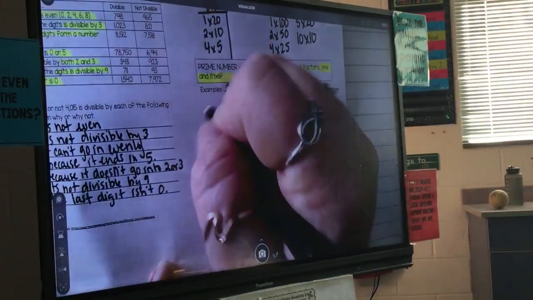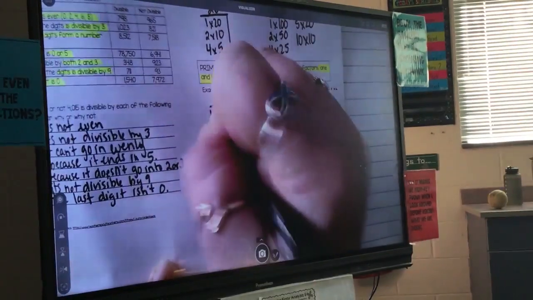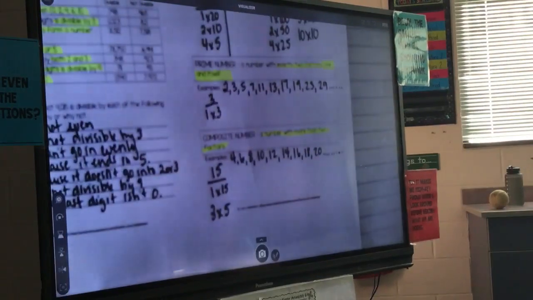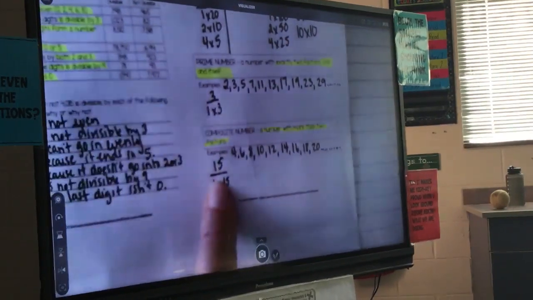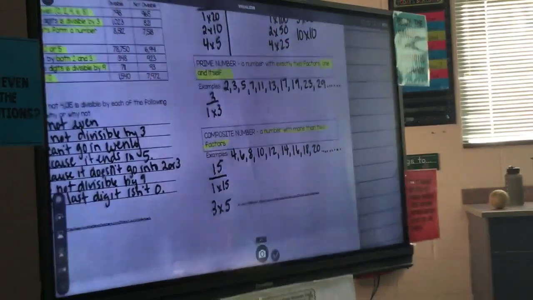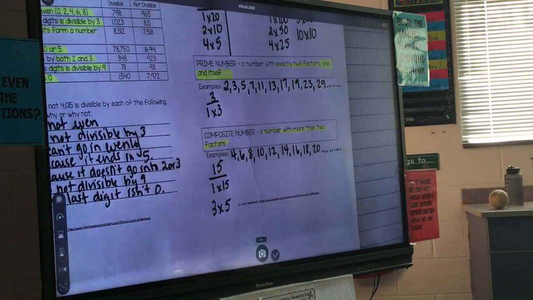And then up here, our example, we'll use 3, which is 1 times 3. I used 15 as the example. So, I mean, you can throw 15 in there. I just use it as the example. Would the next one be 22 or would it be 21 if we were doing prime or composite numbers? 21, because it's 1 and 21 and 3 and 7.